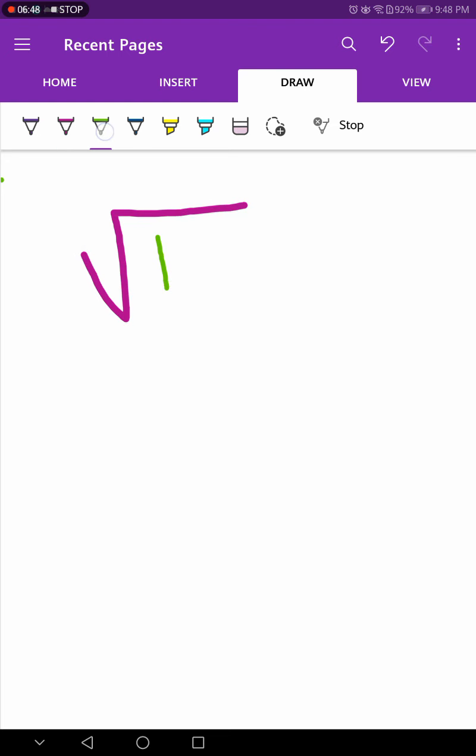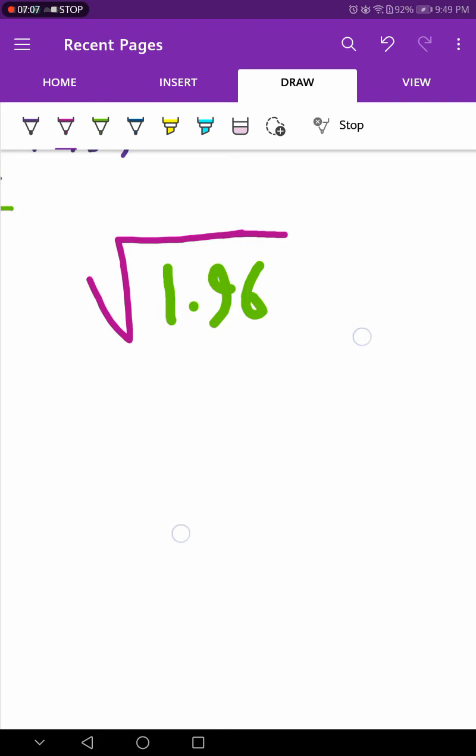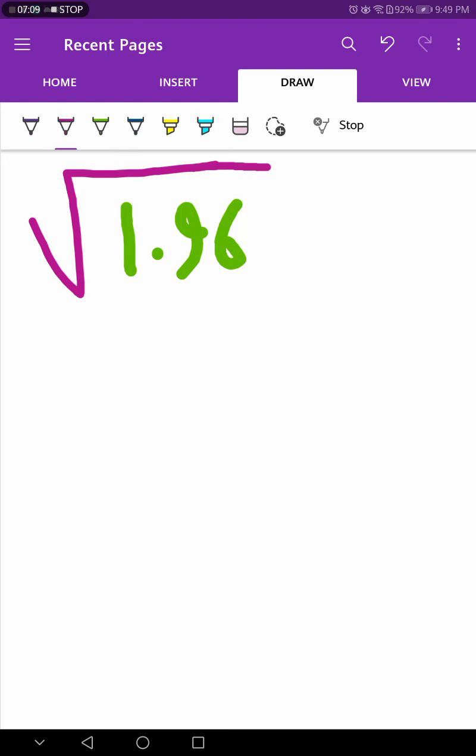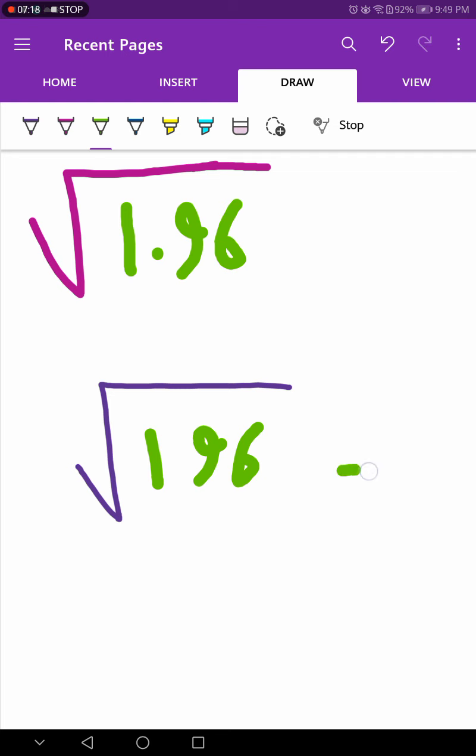It is 1.96, or 1 and 96 hundredths. How can we find the square root of 1 and 96 hundredths? Before you think about this, you have to remember the perfect square number, which is 196, and this is equal to 14, as you know before.